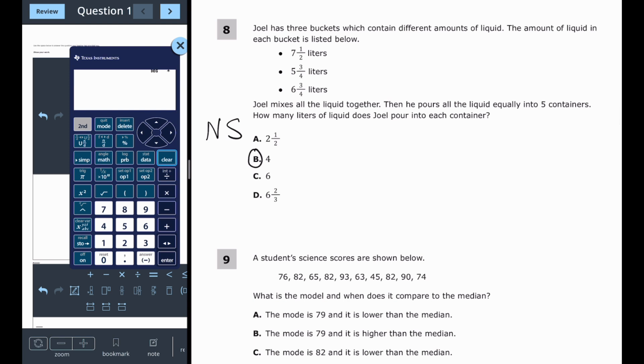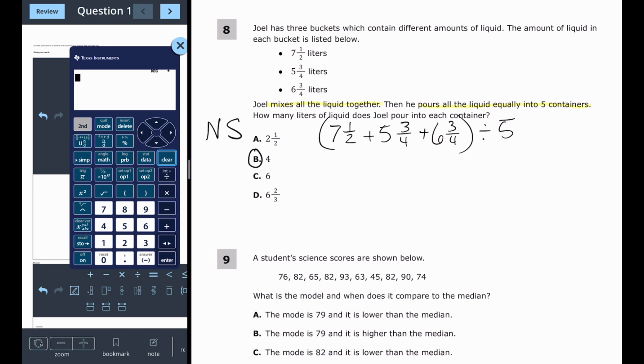Joel has 3 buckets which contain different amounts of liquid. They're listed there. He mixes all the liquids together, and then he pours all of them equally into 5 containers. How many liquids does he have? All right, so he's adding them all up. So let's write this down. 7.5 plus 5 3/4 plus 6 3/4. He adds all of these up, and then he divides it by 5. That's our goal.